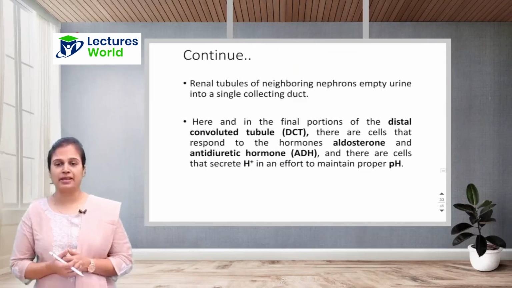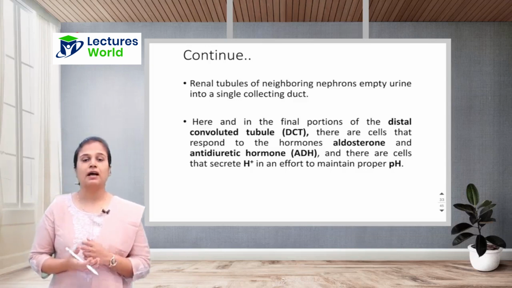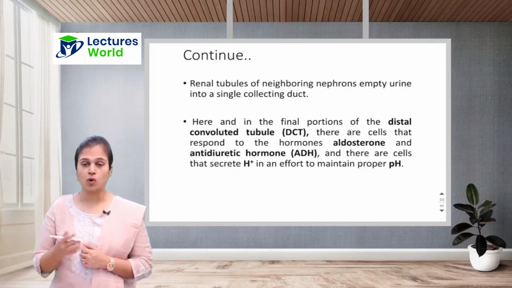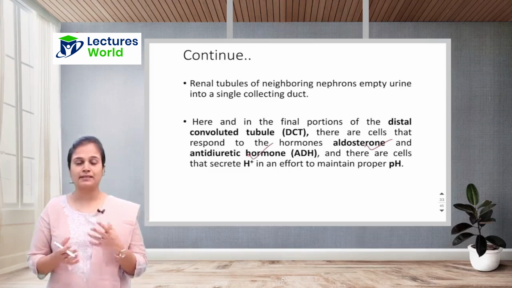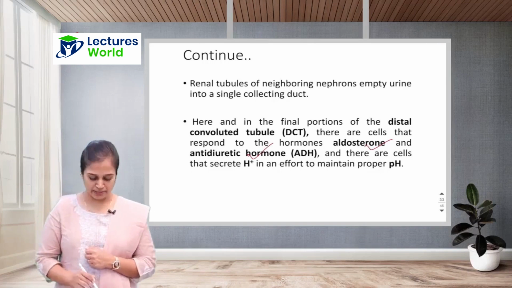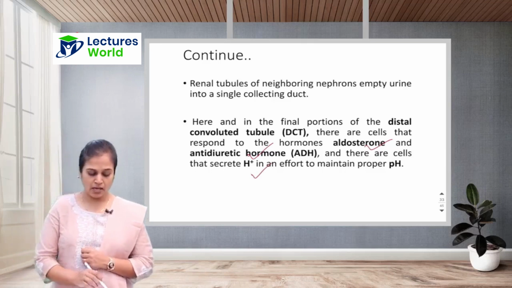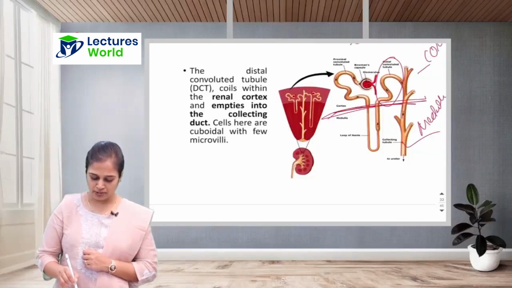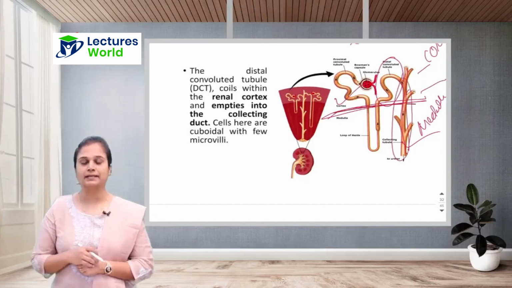Renal tubules of neighboring nephrons empty urine into a single collecting duct. Here and in the final portion of the distal convoluted tubule, there are cells that respond to the hormone aldosterone and antidiuretic hormone, and there are cells that secrete H plus in an effort to maintain the proper pH. So here you can see the renal tubules of neighboring nephrons collecting urine in the common collecting duct. Here also there is a nephron, and here also there is one nephron, which drains into a common collecting tubule.